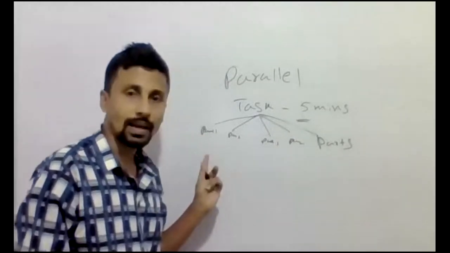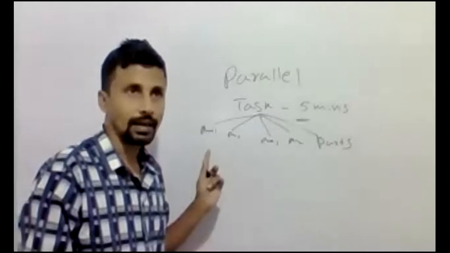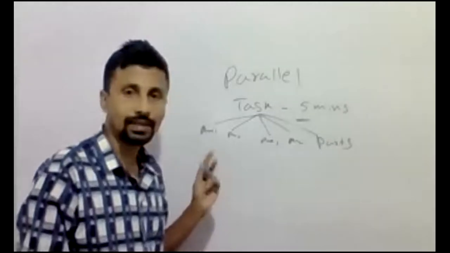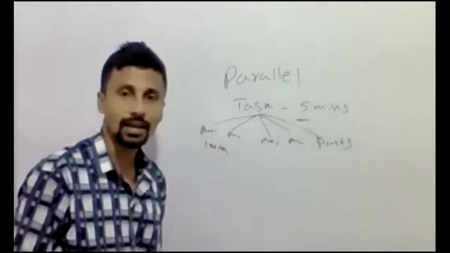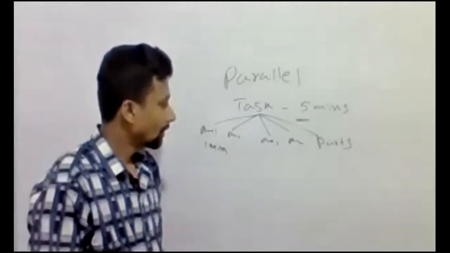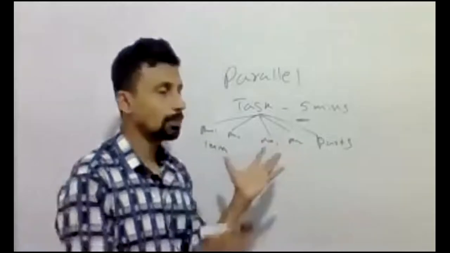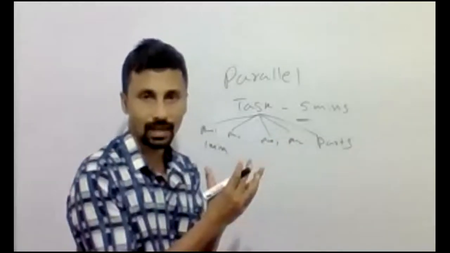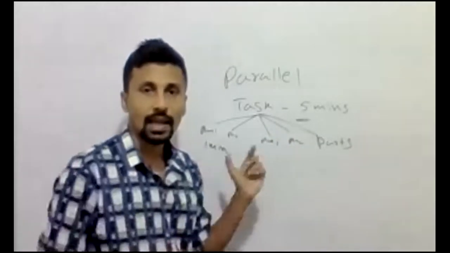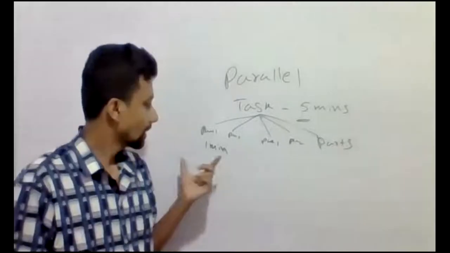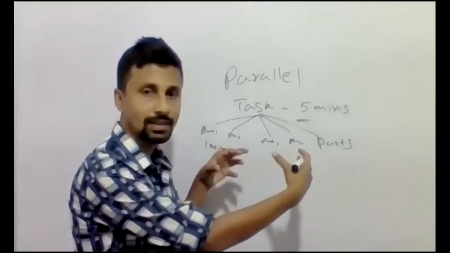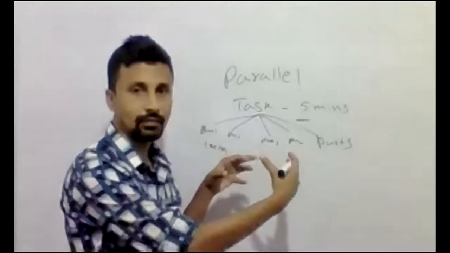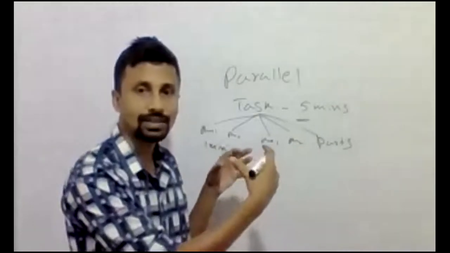Now each part can be processed or done within 1 minute. If you are doing these 5 parts at the same time, simultaneously, it is taking only 1 minute. That means all 5 parts can be completed within 1 minute because they are done simultaneously, at the same time.